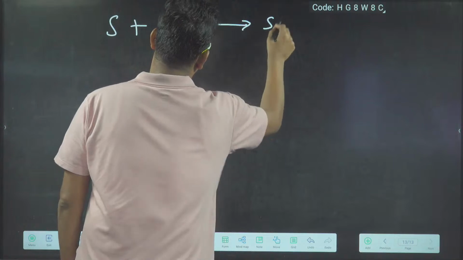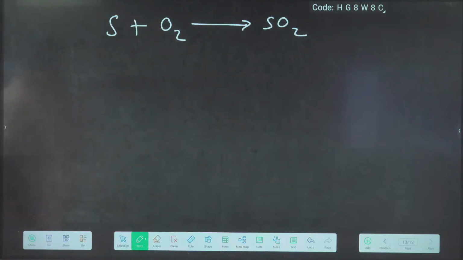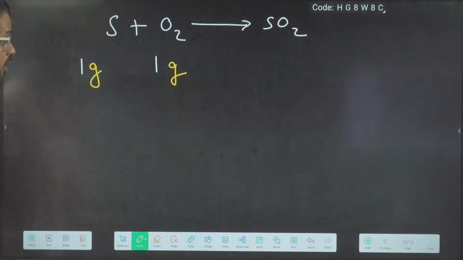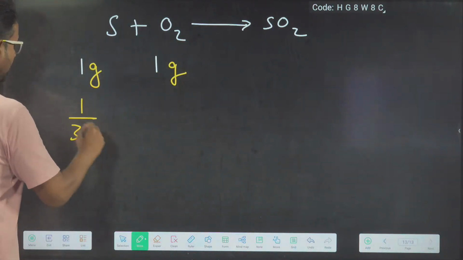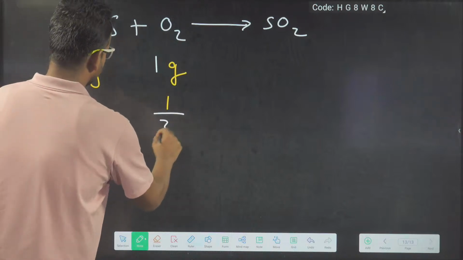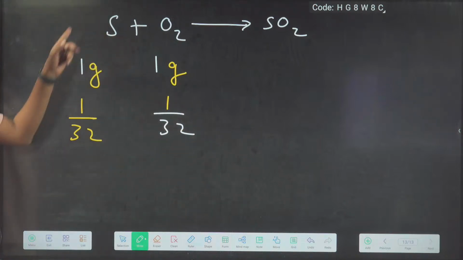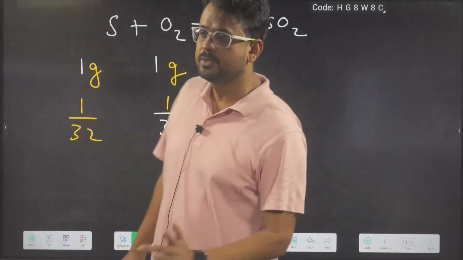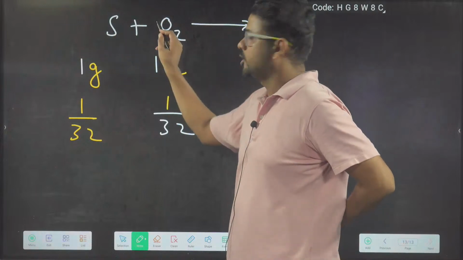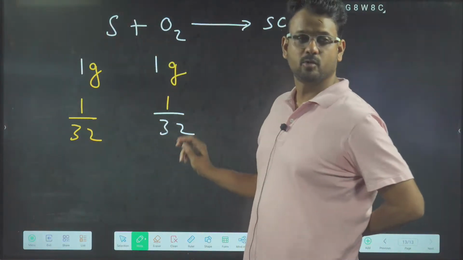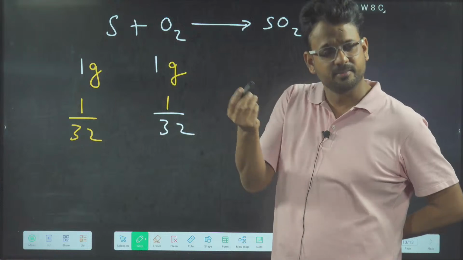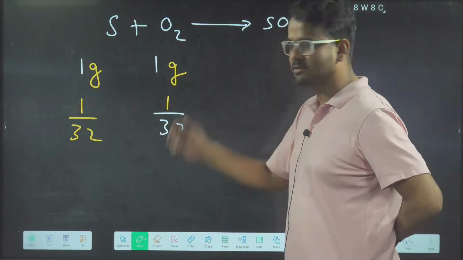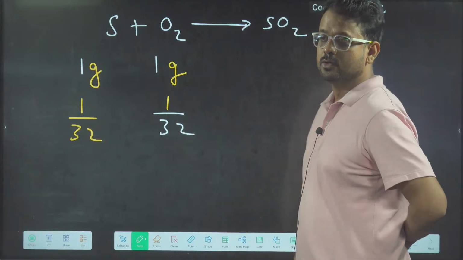S plus O2 goes to SO2. 1 gram sulfur, 1 gram O2. Now you will calculate the moles. 1/32 by 1, 1/32 by 1. So both ratios are coming out to be the same. The ratio of stoichiometric coefficients is also 1:1 and the initial moles is also 1:1. One and the same thing. Yes, Sudeshna, absolutely. We don't have to calculate, we just take 1/32. Both are the same.